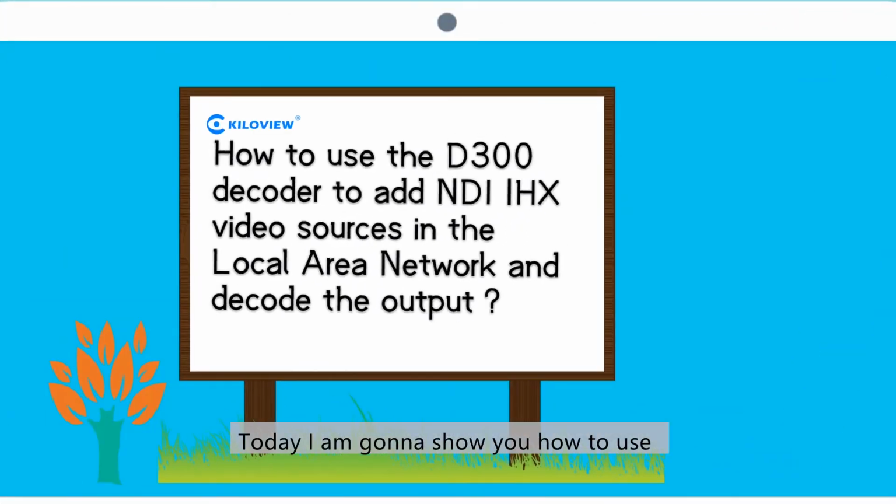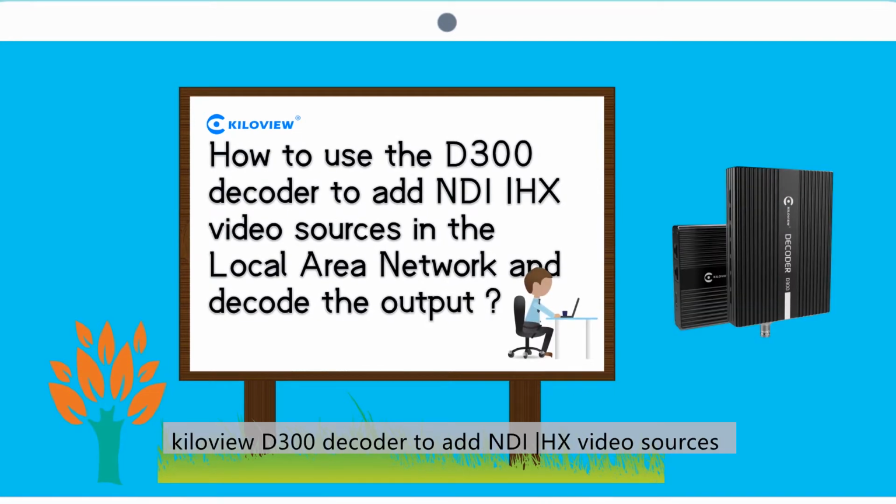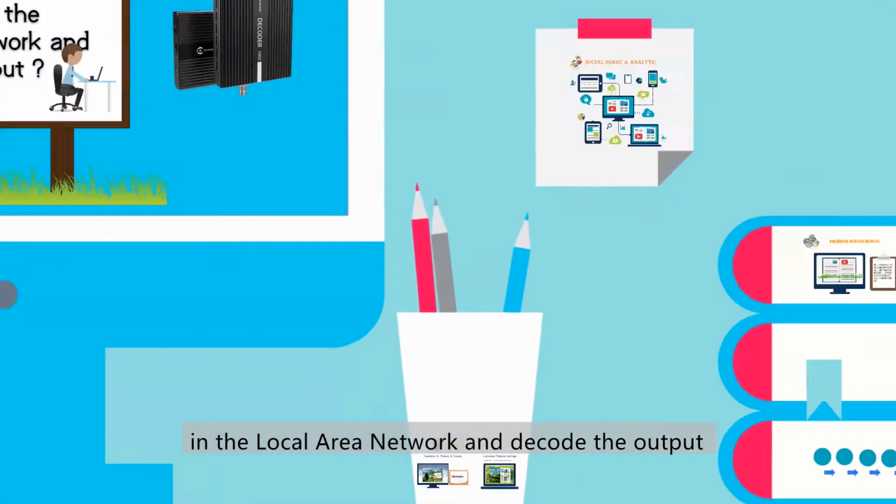Today I'm going to show you how to use Kiloview D300 decoder to add NDI HX2 video sources in the local area network to decode and output.